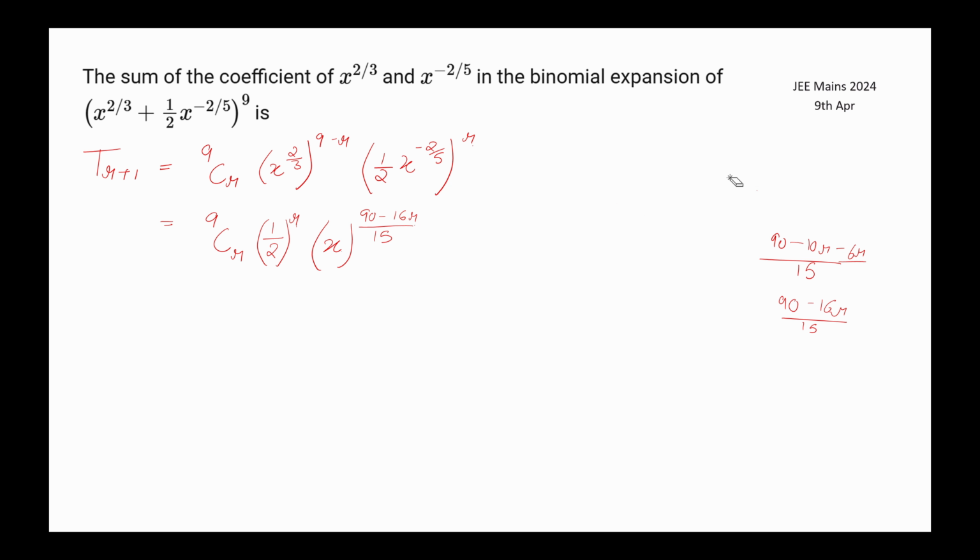So this is our general term for the entire equation. Let us remove all this portion. So we get our general term in this format. Now what are they asking us? We have to find out the coefficient of x to the power 2/3.